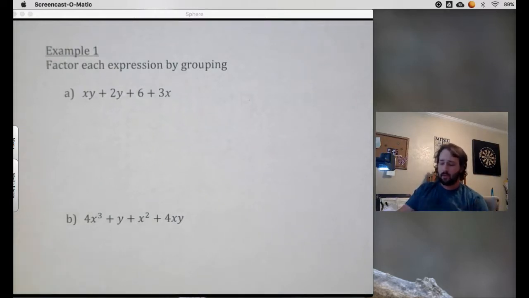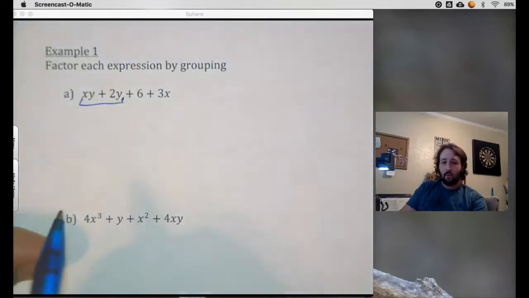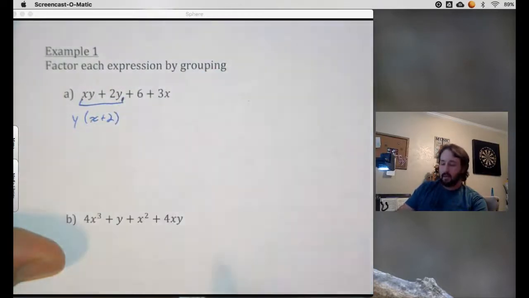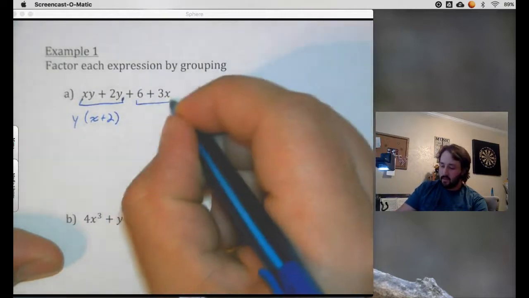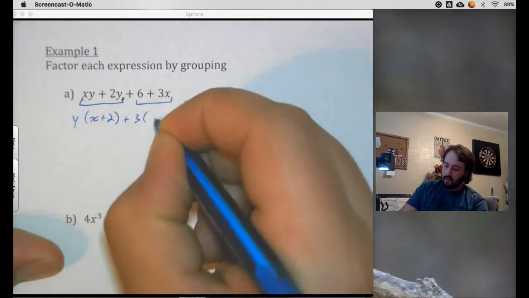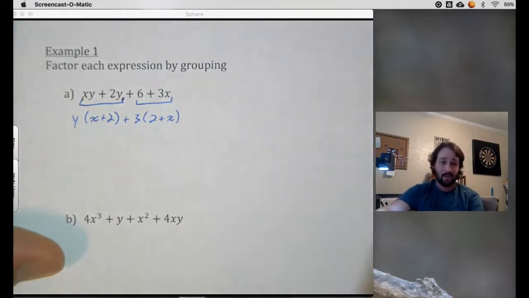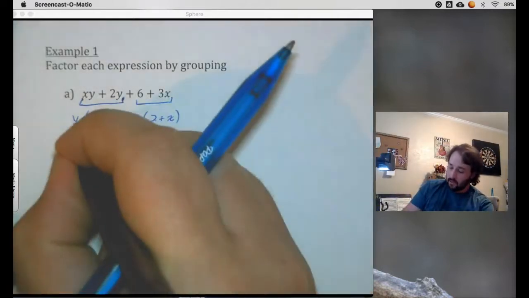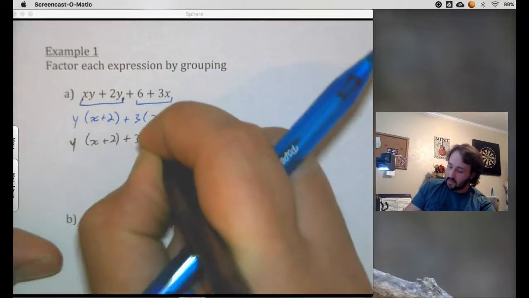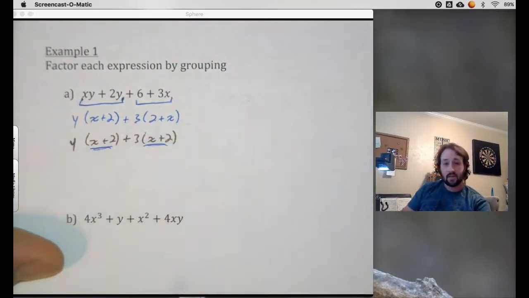So let me show you how it works. What I notice here is if I look at these two terms, they both have a y in common. So if I factor out a y, that creates an x plus 2 factor. Then, if I look at these two terms, they have a 3 in common. So if I factor out a 3, they make 2 plus x. Well, 2 plus x and x plus 2 are essentially the same factor. So if I rewrite this to help you out, I have y times x plus 2 plus 3 times x plus 2, right? So now, check it out, they have a common factor of x plus 2.